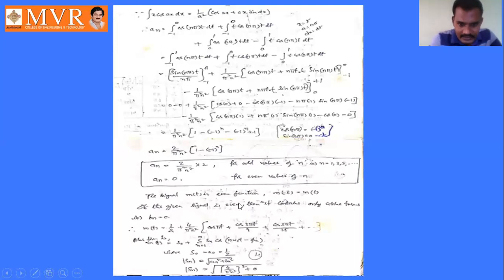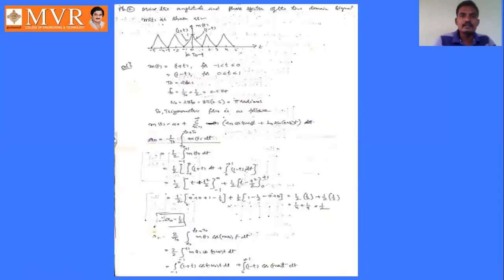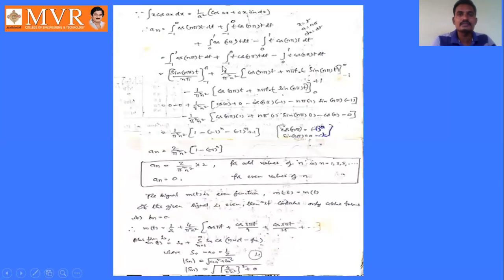The signal m of t is an even function. What is the definition of an even function? It's a mirror image and original image, both are equal. That is m of t equal to m of minus t. If you see the waveform of this given problem, this is m of t and this is the mirror image of this m of t. So m of t original image is equal to its mirror image, that is m of t equal to m of minus t. So here the signal m of t is an even function, that means it satisfies the expression m of t equal to m of minus t.